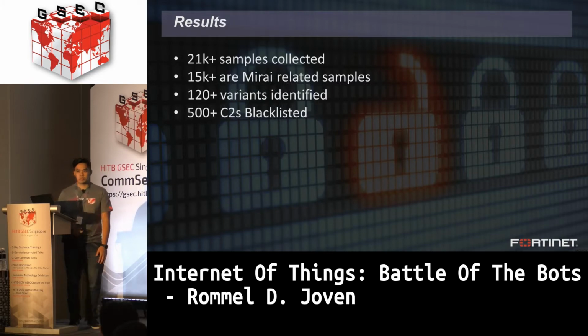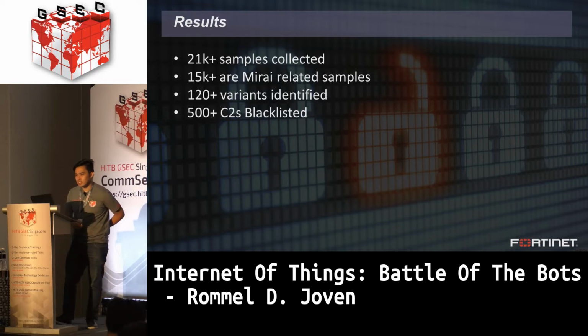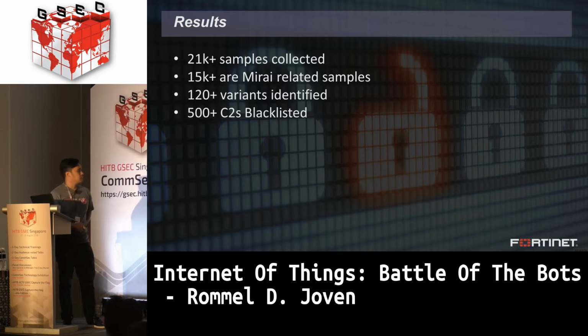So the result of this project for the past year: we collected around 21,000 samples. From these 21,000 samples, we got 15,000 samples that are related to the Mirai botnet. Next, we identified 120 variants. 120 variants is a lot, but I'll explain here how we were able to get this much. Then we have blacklisted around 500-plus command and control servers.